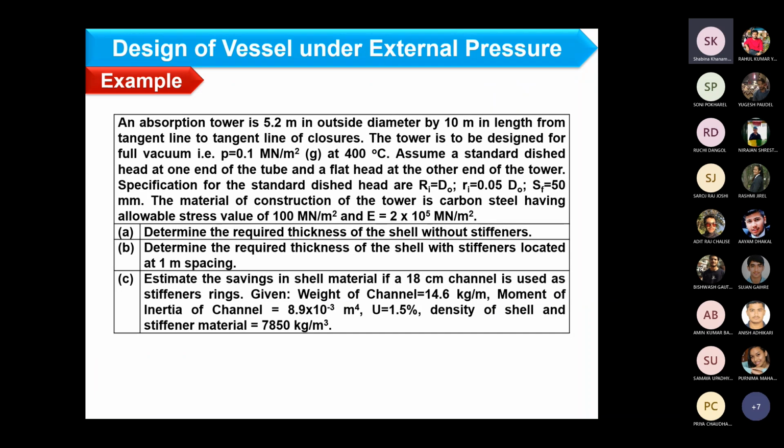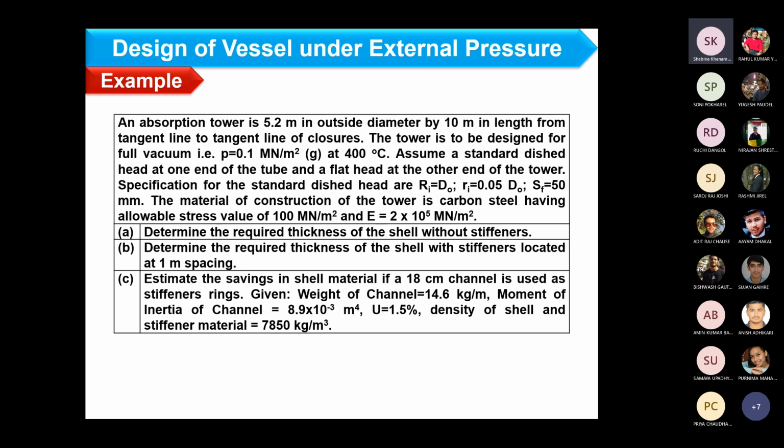Okay, so here I'm having the example. We have an absorption column with 5.2 meter outside diameter and 10 meter length, from tangent line to tangent line of the closure. So I believe you understand this tangent to tangent length, that is from head up to head, at which the head is attached. So that is nothing but the length of the shell.